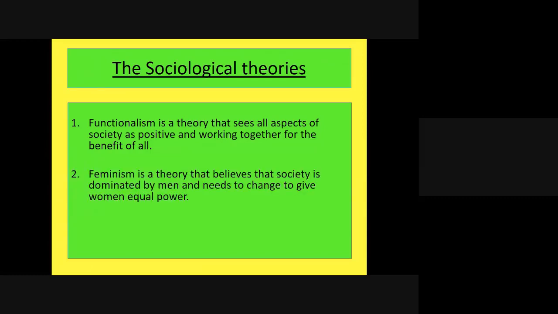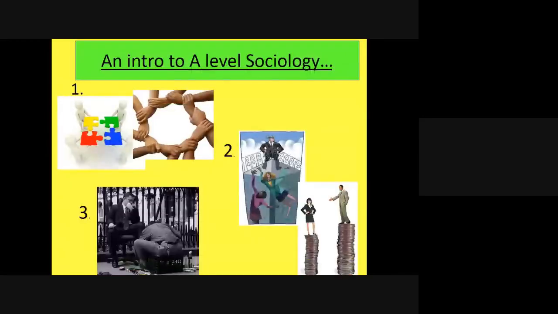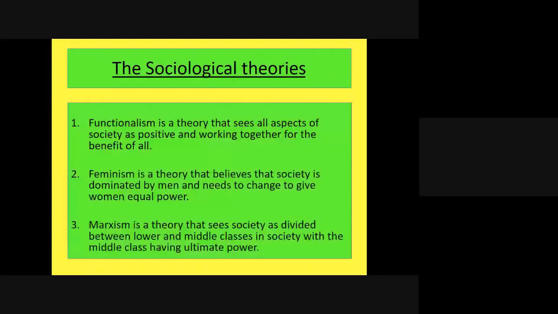Number two, feminism is a theory that believes society is dominated by men and needs to change to give women equal power. Okay, so if I just flick back here, this image here, this second one, that's demonstrating the feminist view of society, the idea that men have more power and we need to change that. And then the final one, number three, is the Marxist theory.